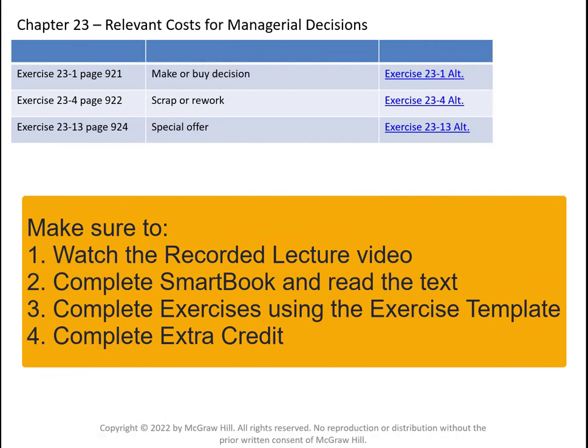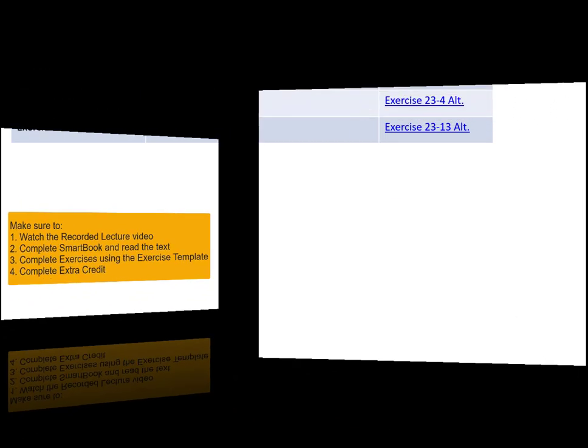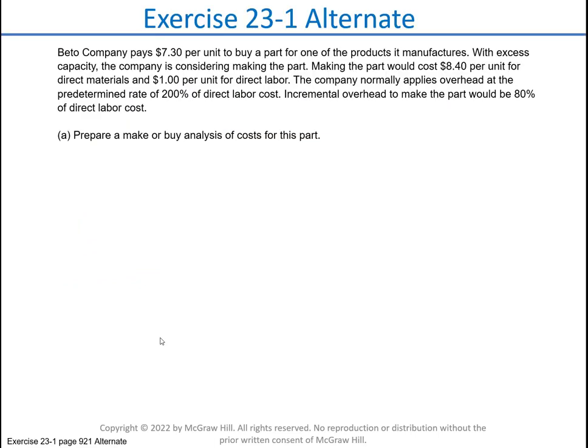This video is on Chapter 23, Relevant Costs for Managerial Decisions, and we will look at the alternate exercises for 23:1, 4, and 13. In this first one, we're going to look at make or buy analysis for this particular part.